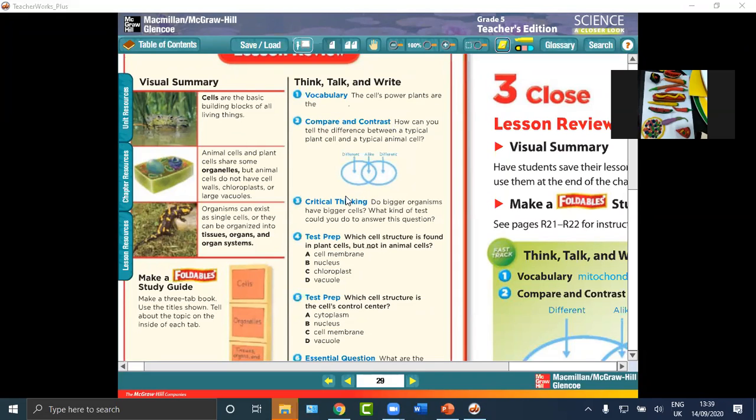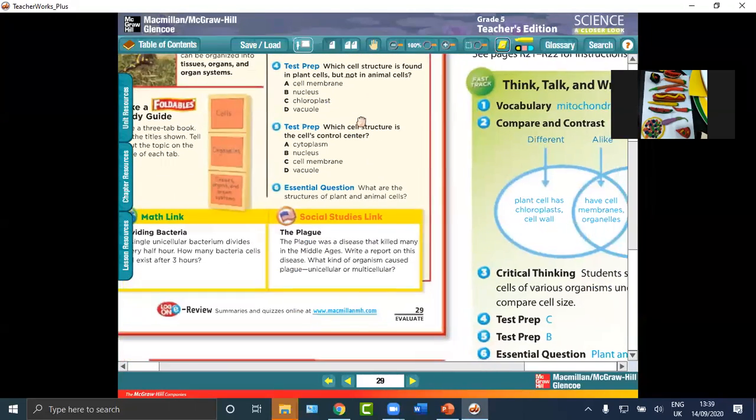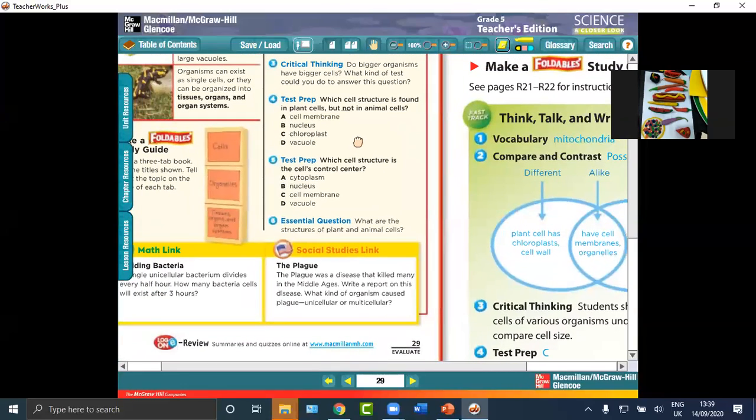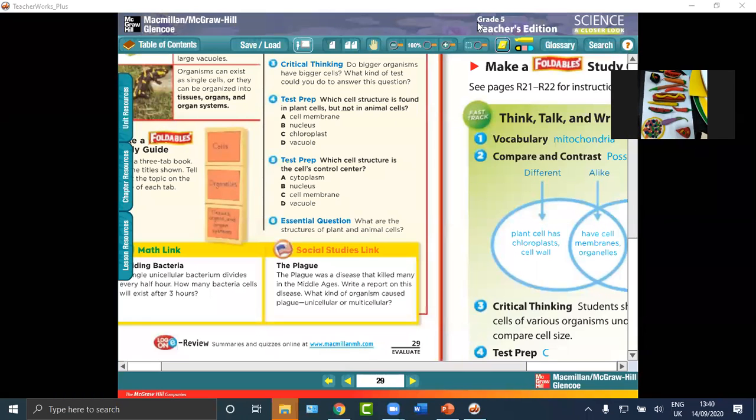Number 4. Who can do it? Saif. Hello. Number 4: which cell structure is found in plant cells, but not in animal cells? Choose the best answer.